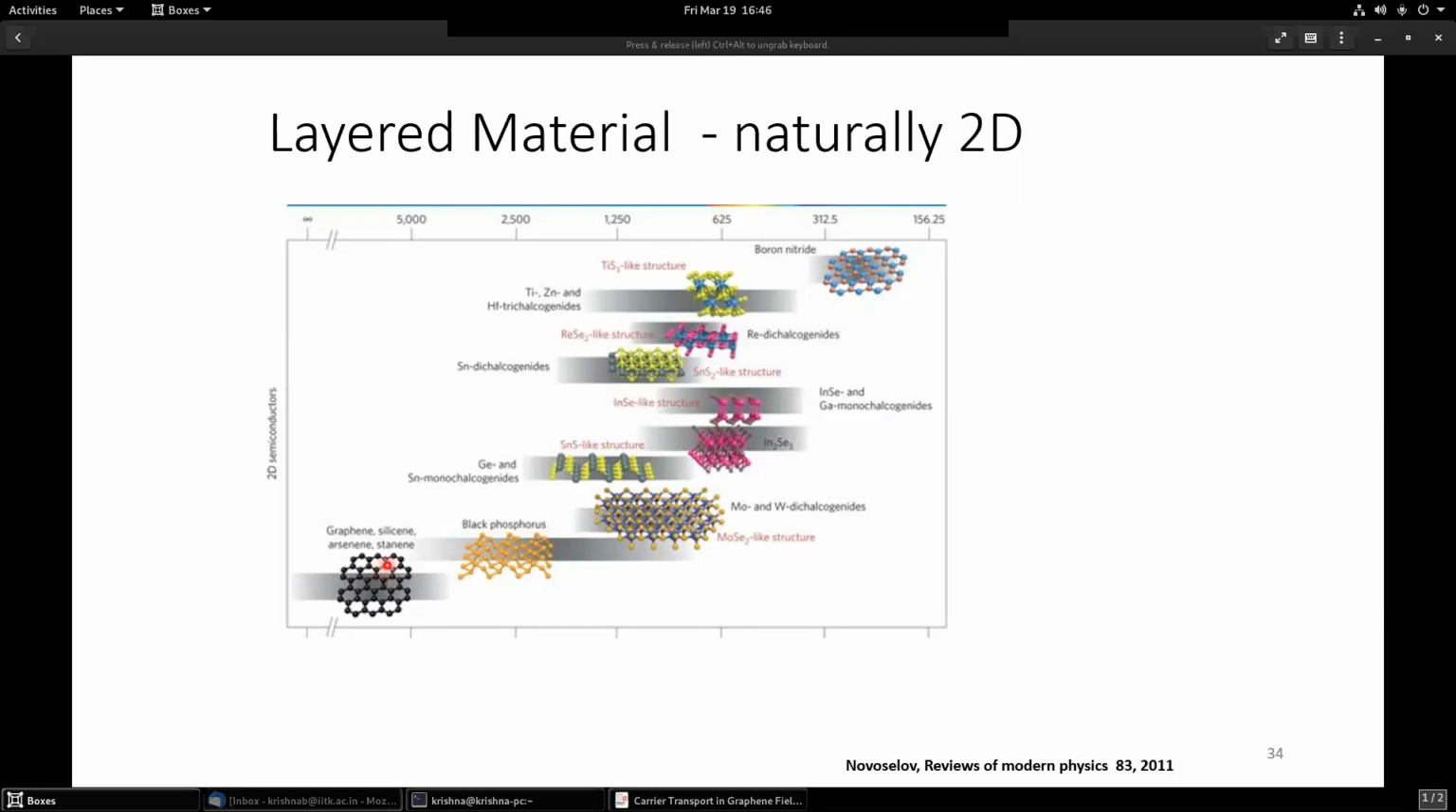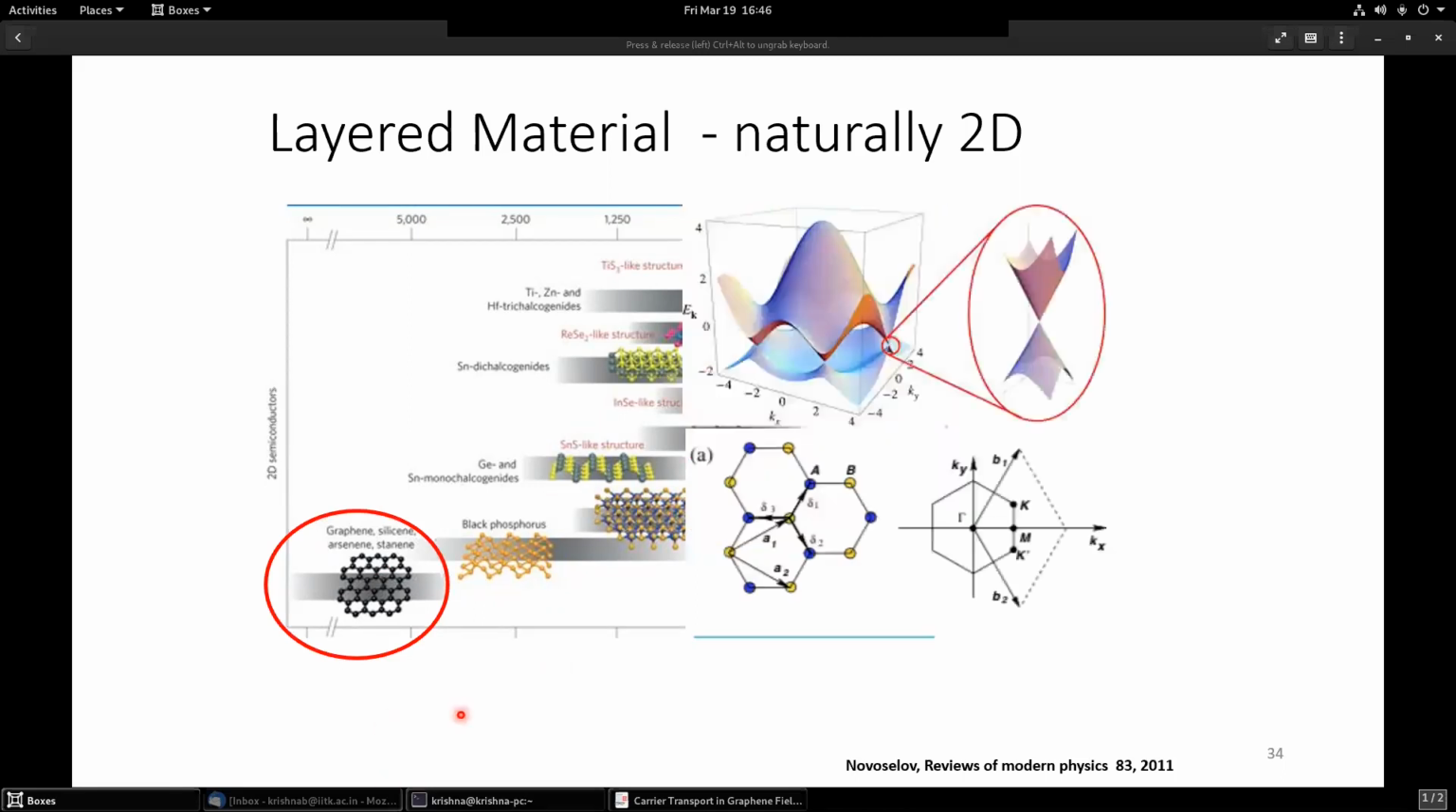atomic layered materials. And you have black phosphorus, which is a direct band gap semiconductor. You have transition metal dichalcogenides, which are also direct band gap in the monolayer limit, but turn to an indirect band gap semiconductor in multilayers. You have tin selenide, tungsten selenide, and so on and so forth. But the topic of interest today will be graphene, because it has been studied pretty widely.